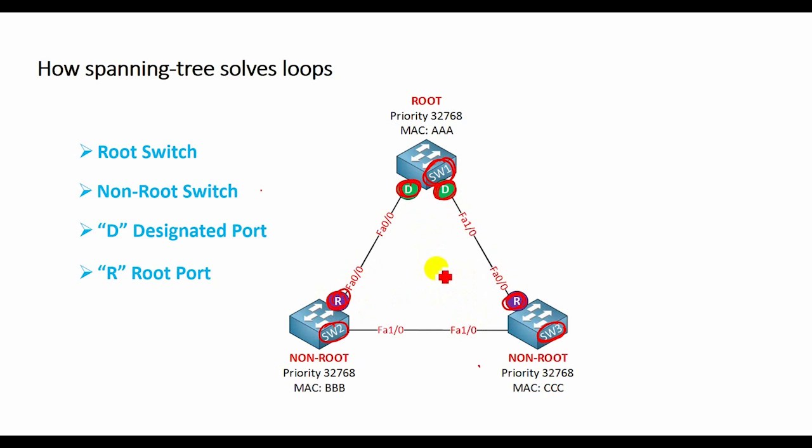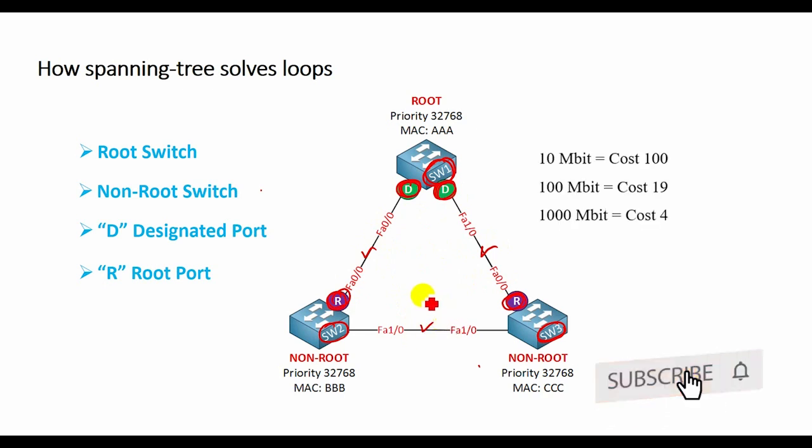In my example, I have kept things simple, but the shortest path in spanning tree means it will actually look at the speed of the interface. Each interface has a certain cost, and the path with the lowest cost will be used. Here are the interfaces and their cost. Okay, we have designated ports on our root bridge and root ports on our non-root bridges.